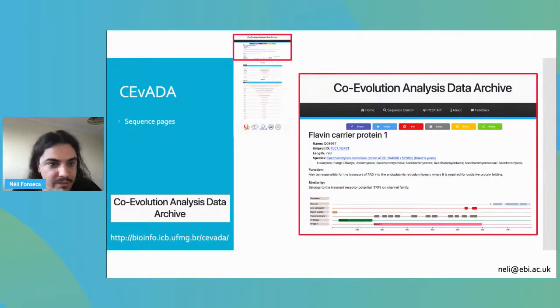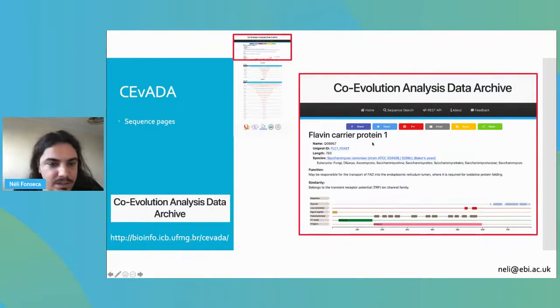In our group, we have been working with this subject for a while, and we have seen that many users of our computational tools are not actually interested in studying the evolutionary history of a protein family, but are interested only in key features of a particular protein. This is the main reason why we designed CEvADA, to provide protein-specific evolutionary information. For that, we also provide a sequence page.